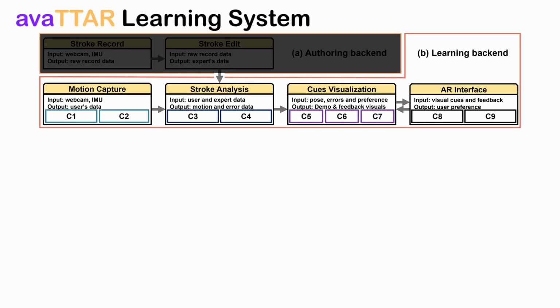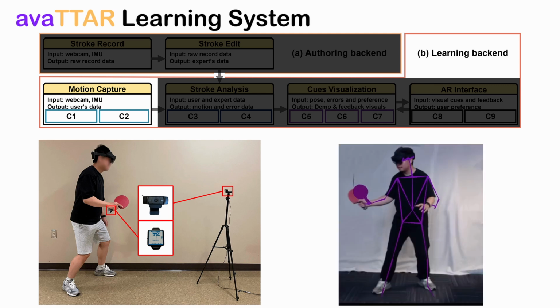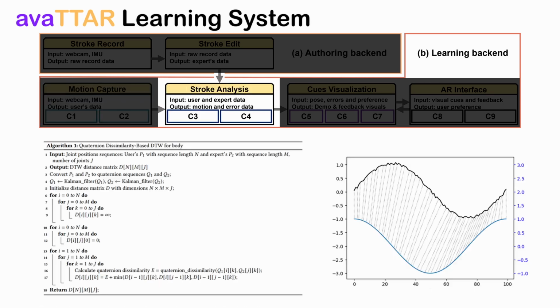The learning system comprises 4 modules, each playing a distinctive role in its overall functionality. Motion capture. This module is responsible for capturing and tracking the user's movements in real time using a combination of hardware, including a webcam and IMU, and algorithms for data processing. Stroke analysis. In this module, the system analyzes the user's movements and compares them to expert data, providing insights into the accuracy and alignment of the user's actions.